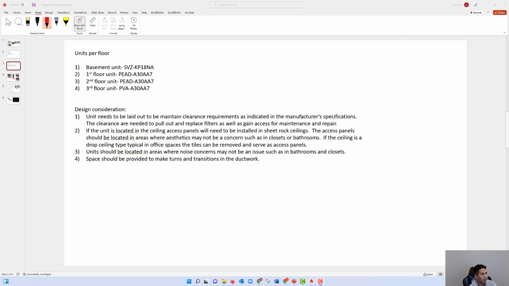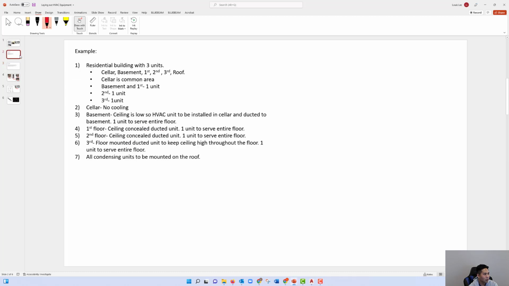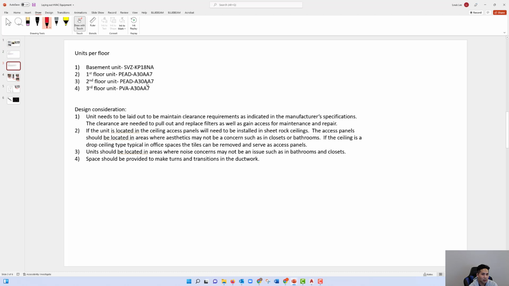So in this case, we're going to be selecting the Mitsubishi unit because the client for this property, in our example, wants Mitsubishi units. It's their preference. There are many different types. It could be a Mitsubishi, it could be a Daikin, it could be an LG unit, and many other manufacturers make similar types of HVAC equipment. But in this case, we're going to go with the Mitsubishi units, which are very common. And the model numbers will be these here. So for the basement, it's going to be this model, first floor, second, third floor. The models are all listed here. Since the first and second floor were both in this example going to be the ceiling concealed ducted units, they're going to be the same model number, as you can tell right here.